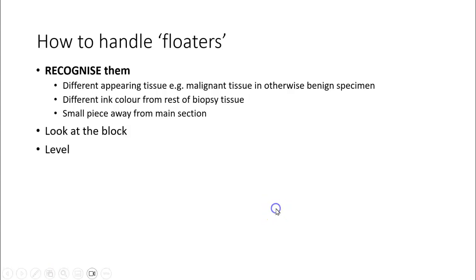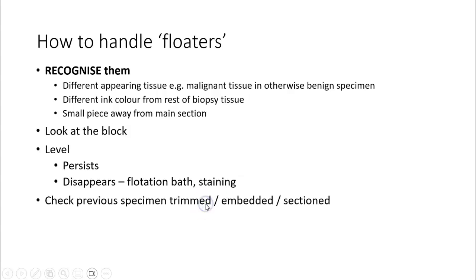So you can look at the block, you can do levels. If they persist, then you know it's in the block. If it disappears, it's either at the flotation bath or the staining stage, and then this just confirms your impression of a floater. You don't have to do any other investigation.